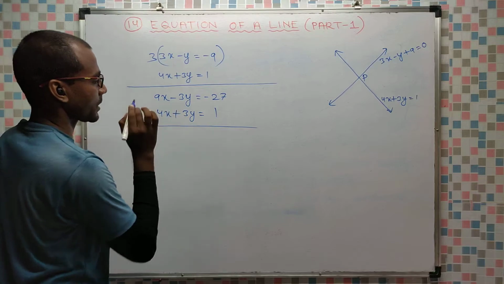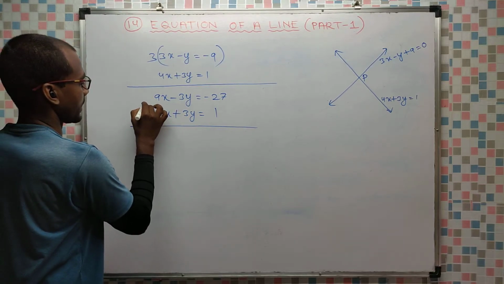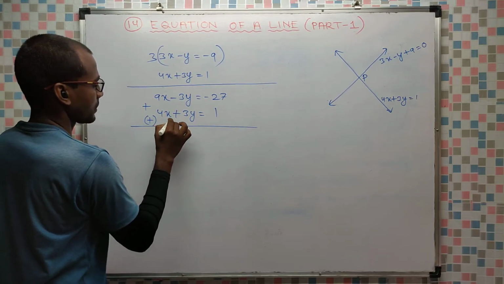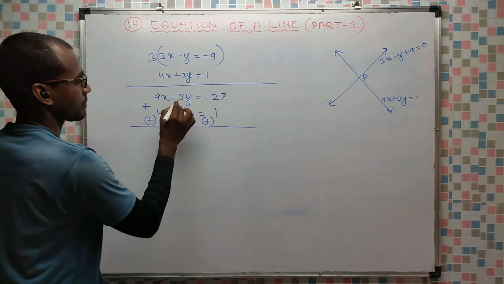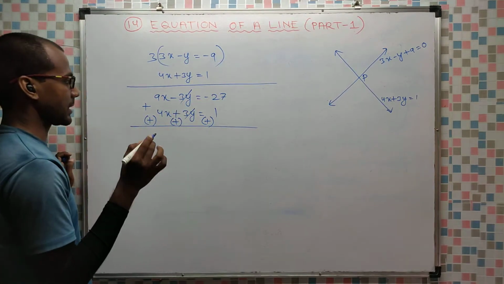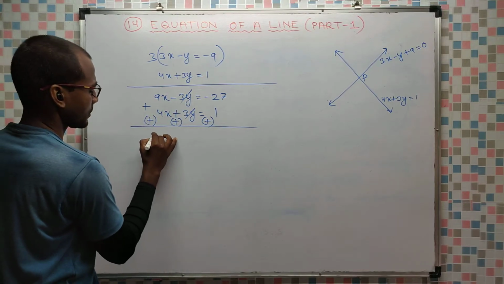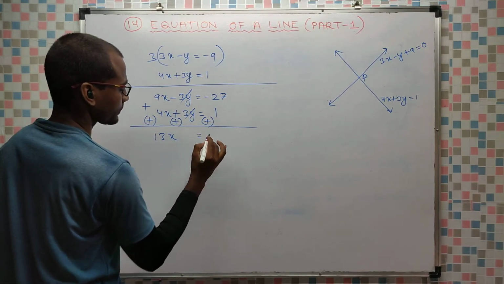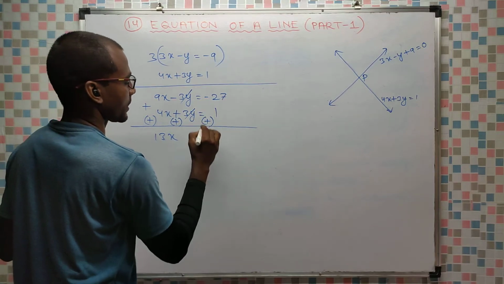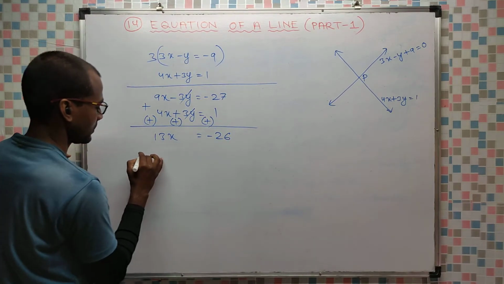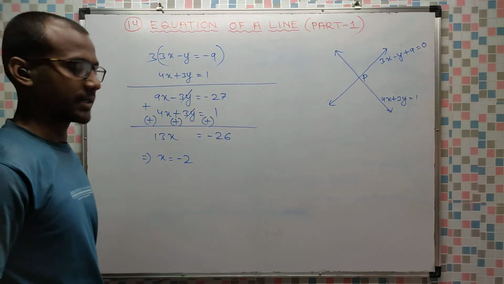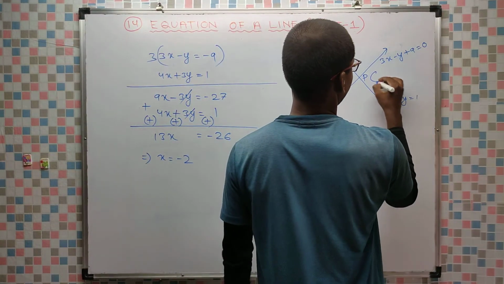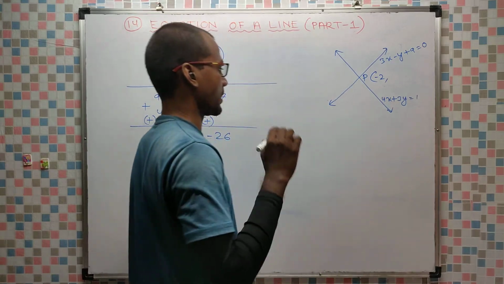Now minus 3y plus 3y, how to cancel? If you add. So add these two equations. So minus 3y and plus 3y cancel. 9x plus 4x is equal to 13x. Minus 27 plus 1 is equal to minus 26. x is equal to minus 2. x is minus 2. The x coordinate is minus 2.